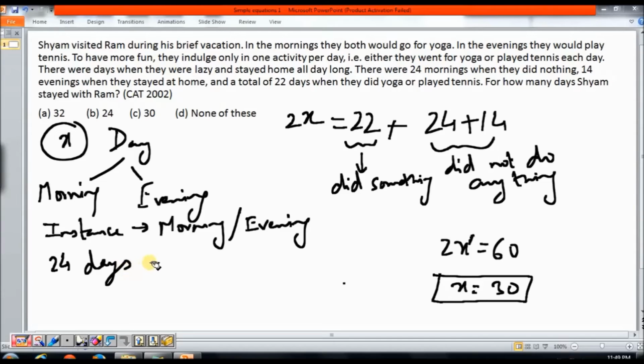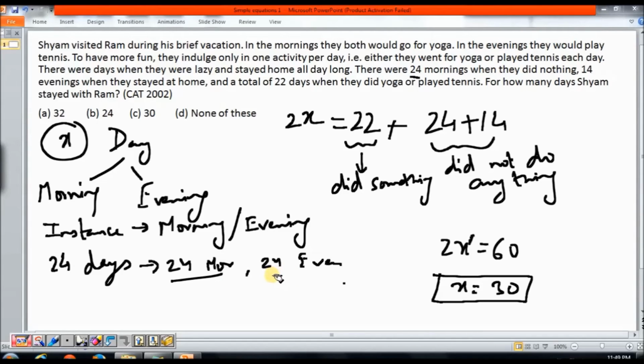So if I say 24 mornings they didn't do anything, then out of these 24 days we will have 24 mornings and 24 evenings. They didn't do anything on 24 mornings as per the question, so they could not have gone to play tennis or do yoga on any of these 24 mornings. So they must have gone for yoga or tennis only in the evenings.